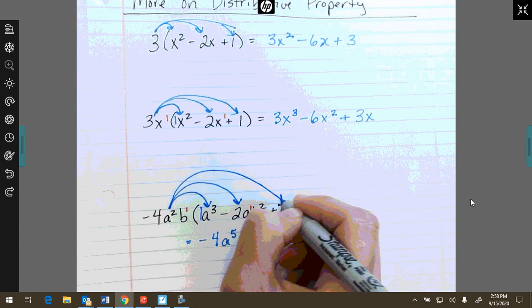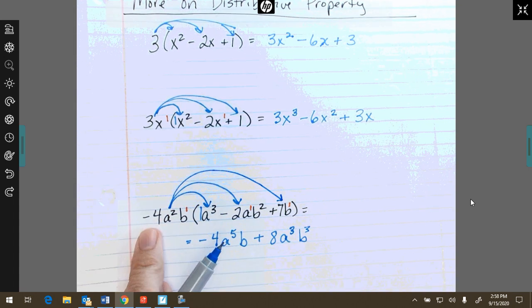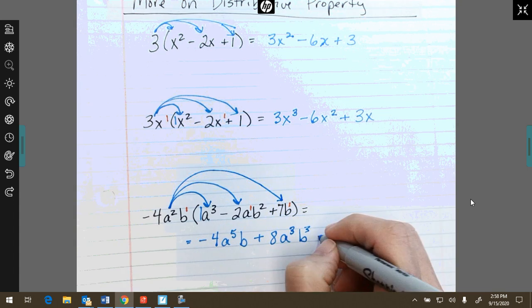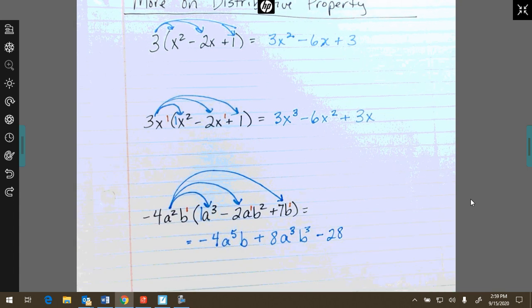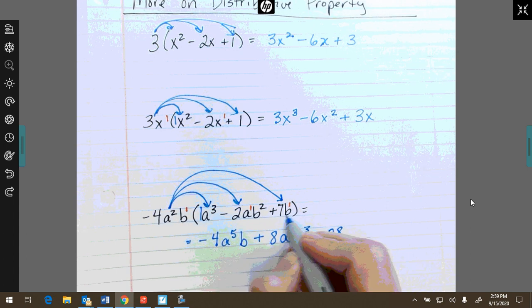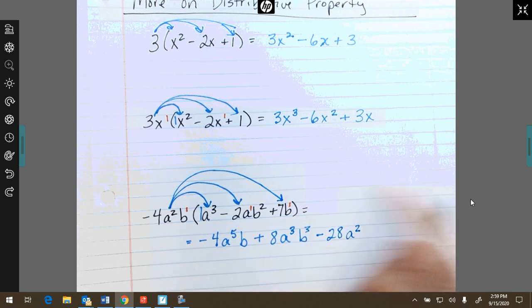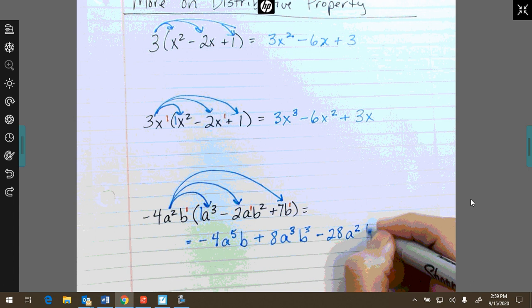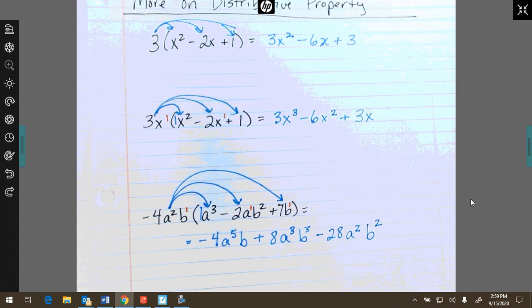Then I'm going to distribute to my last term. Negative 4 times 7 is negative 28. A squared, there's no a, so just a squared. B times b is b squared. 1 plus 1 is 2.